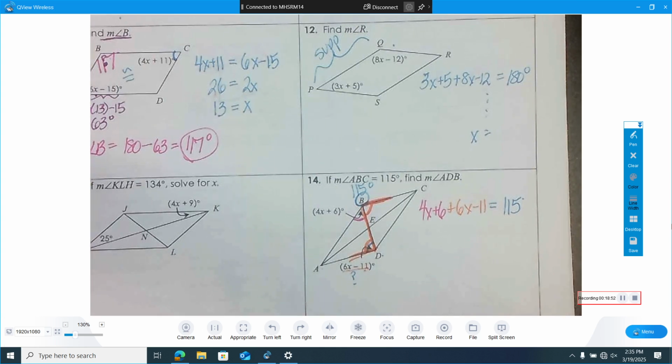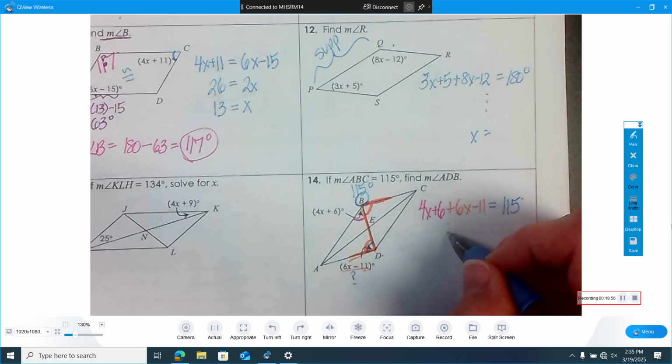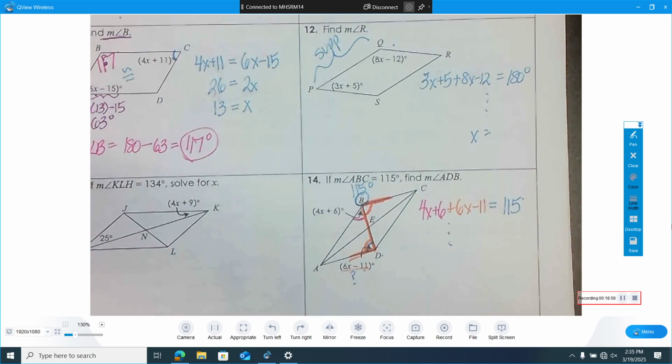Okay? So that one is a very tricky one, but I'm going to go ahead. You could solve for x, I am sure, from that point onward, and then plug it back in. Do you have questions for me?